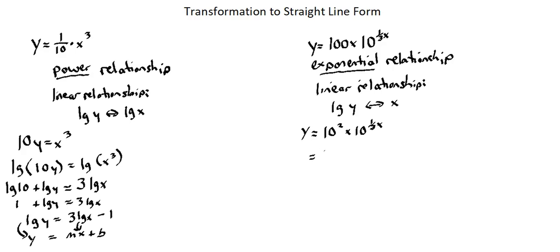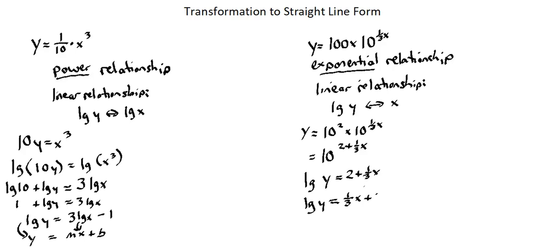This simplifies to 10 to the power of 2 plus 1/3 x. And now I can use log rules to convert from an exponential equation to a logarithmic equation. My base is 10, so I'll use log base 10 for the value of y equals the exponent, which is 2 plus 1/3 x. And finally, I'll rearrange the right side of the equation to log of y equals 1/3 x plus 2.